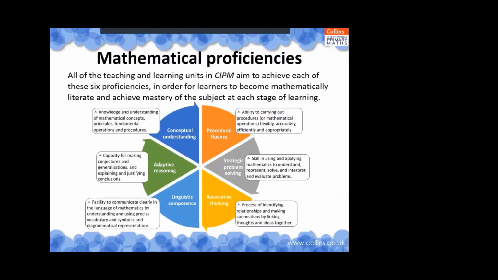This model illustrates the 6 proficiencies in mathematics that Collins International Primary Maths believe learners need to command in order to become mathematically literate and achieve mastery of the subject at each stage of learning. All of the teaching and learning units throughout the course aim to achieve each of these 6 proficiencies in order to help teachers to establish successful mathematics learning.